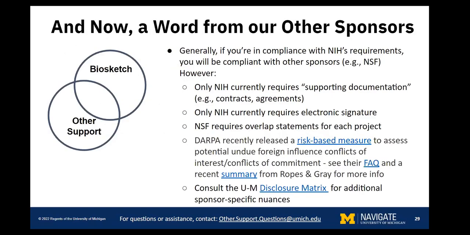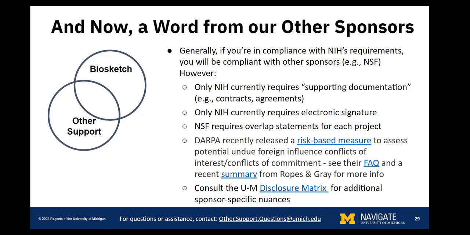Okay, so briefly, what about all of the other sponsors out there besides NIH? The good news is that generally, if you're in compliance with NIH's requirements, you will be compliant with other sponsors like NSF. However, some things to keep in mind. Only NIH currently requires supporting documentation, which is a good thing. So contracts, agreements, those kinds of things, only NIH is requiring that those be submitted along with other support. Only NIH currently requires electronic signature, also a good thing.